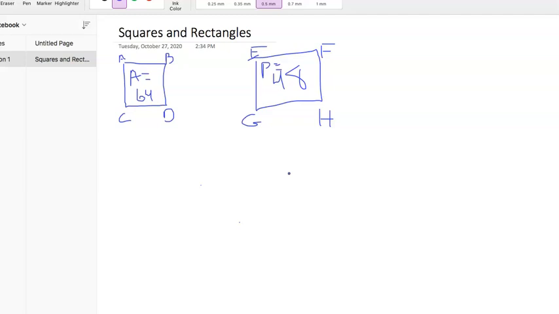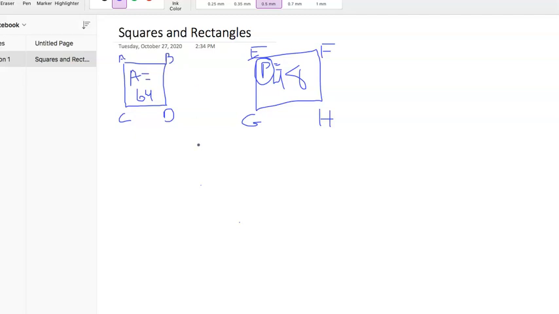One square, ABCD, has an area of 64. The other one, EFGH, has a perimeter. This is a P right here, if you can't read it. Perimeter of 48. And then the question is, what is the ratio of line AB to line EF? Really, we could have picked any of them because all of the lines are the same, because on a square we have four equal sides, right?